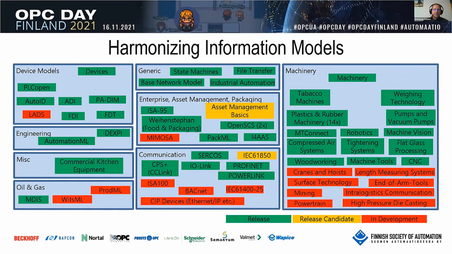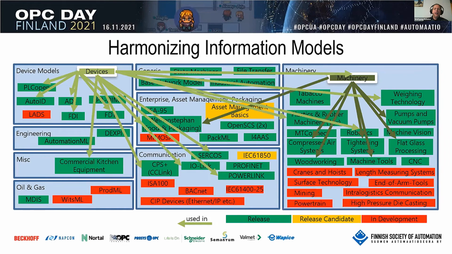And this is the devices specification and the machinery specification. As you can see, the devices specification is used in many other companion specifications. It includes the identification of the device, and as you can see, this is spread all over the place for other companion specifications. And in the area of machinery, the machinery specification takes the same role. And as you can see from the arrows, the machinery specification is actually using the devices specification.